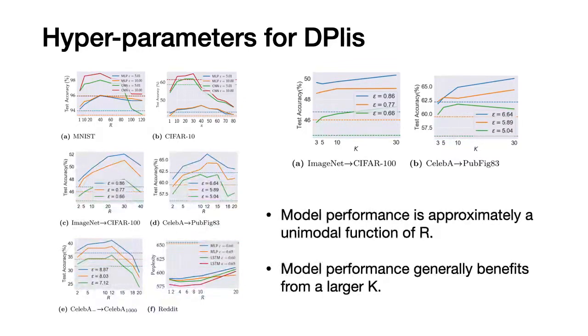On the right, we can see that model performance generally benefits from a larger K. This is fairly reasonable since a larger K implies a better approximation of the actual expectation. Of course, more sampling will also mean more computational cost. But since it takes no more privacy budget, a practical solution will be to simply select the largest K that is acceptable.